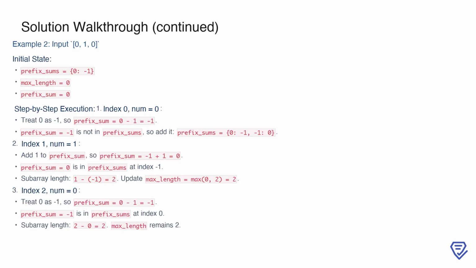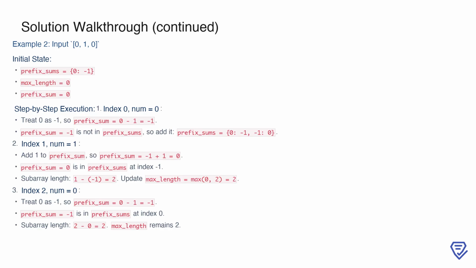Now let's move to the second example where the input array is [0, 1, 0]. The initial state is similar: prefix_sums starts as {0: -1}, max_length is 0, and prefix_sum is 0. At index 0, the number is 0, treated as -1, so prefix_sum equals 0 + (-1), which is -1. Since -1 is not in prefix_sums, we add it with the current index, updating prefix_sums to {0: -1, -1: 0}.